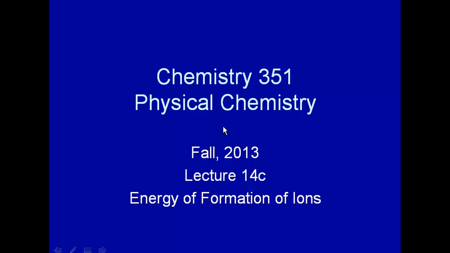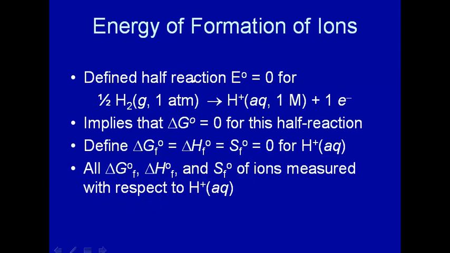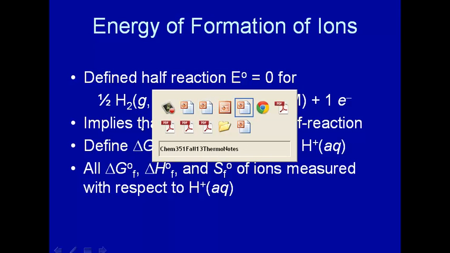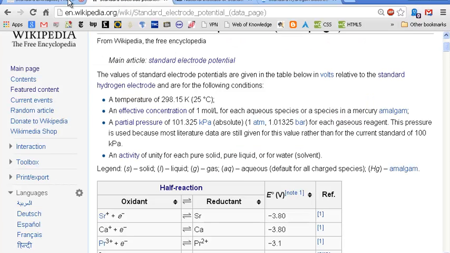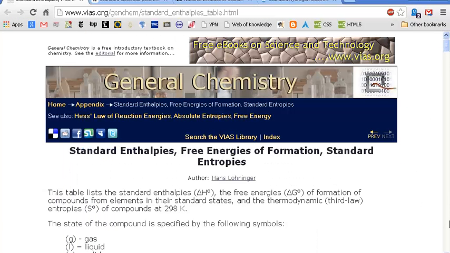Now let's consider a little more detail about how ions form in solution. In particular, let's look at how people talk about the energy of formation of ions in solution. We had mentioned when we talked about entropy of formation that you can define absolute entropy at 0 Kelvin of a perfect crystal to be 0. Let's go back and look at those standard enthalpies, free energies, and standard entropies.